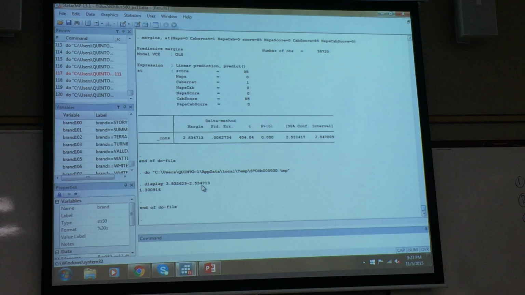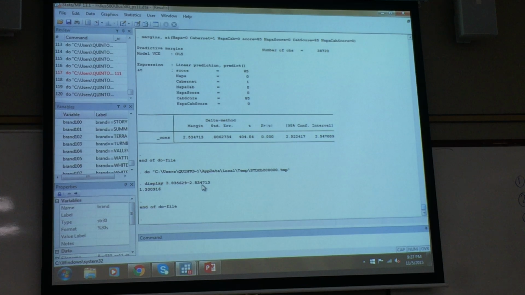All right, this is our Napa premium, which is about 130%. It's a little bit different than what's in the paper, but the models are a little bit different. I left out some of the promotional stuff to make it easier. So consumers are willing to pay 130% more for a Napa cab over an equivalently ranked cab from Sonoma.